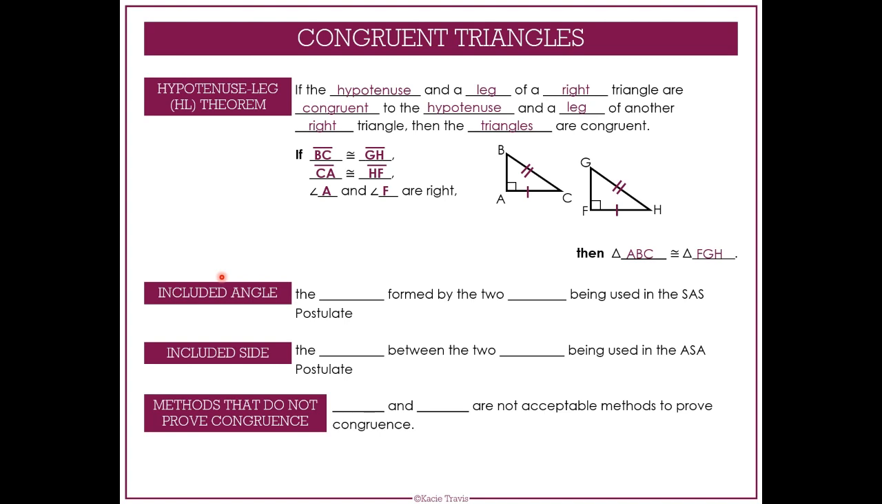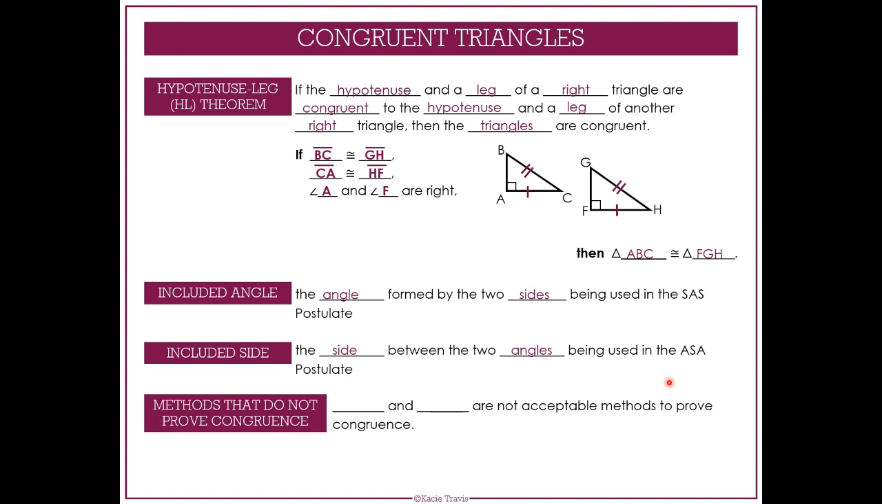All right. Couple reminders that we got here. Included side, if you ever see that word, that means that the angle formed by two sides needs to be used for this. So this is specifically if we're messing with the SAS theorem. You'll basically have an angle, and then the two sides that make up that angle have to be congruent to another angle, and the two sides that make that one up. If we're talking about the included side, that means that the side that's in between two angles is being used. And this is for the ASA theorem. So it has to be the side that's in between two congruent pairs of angles.